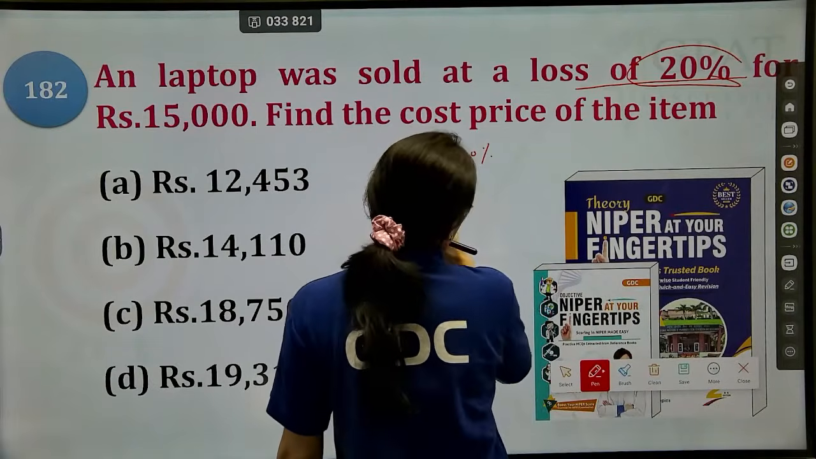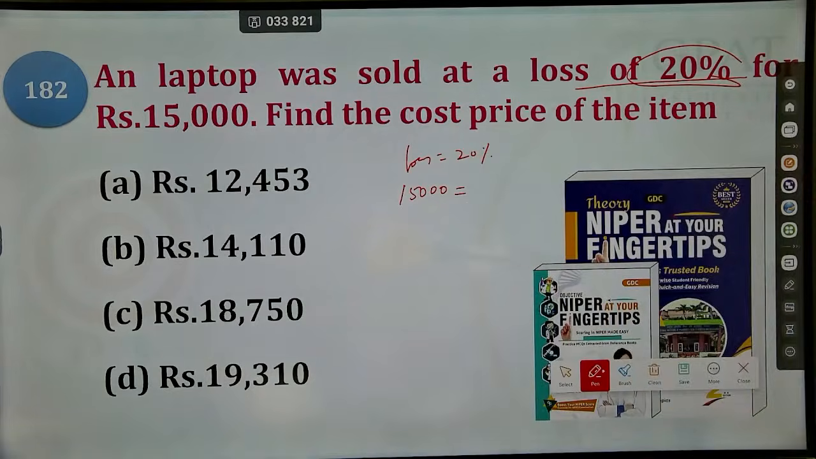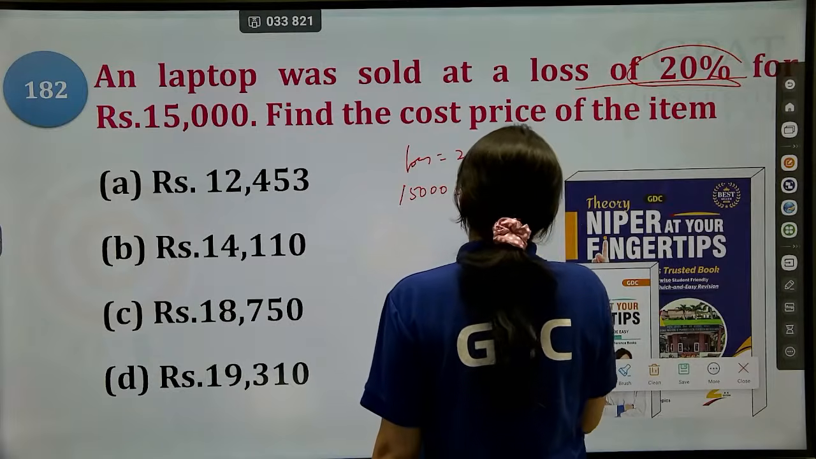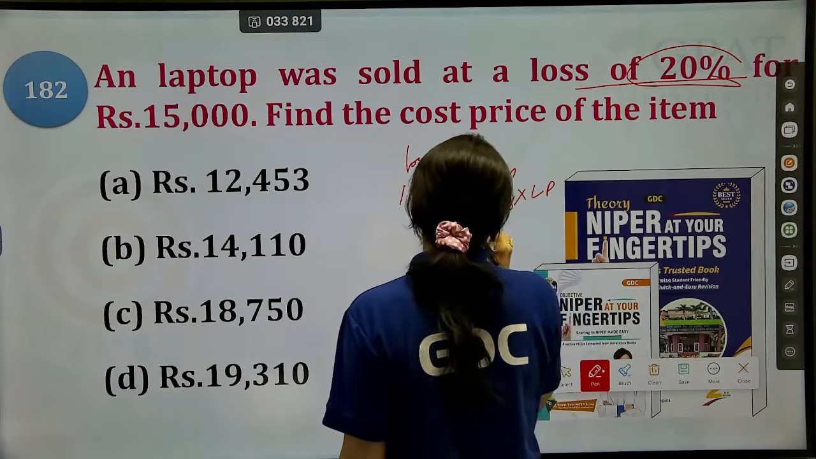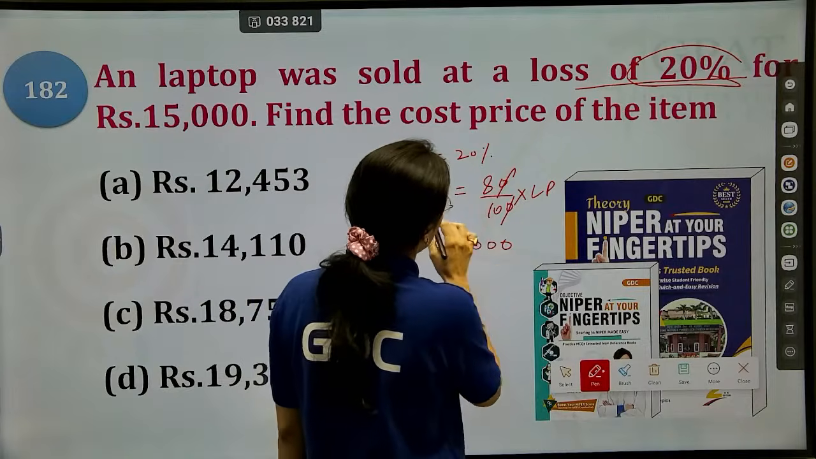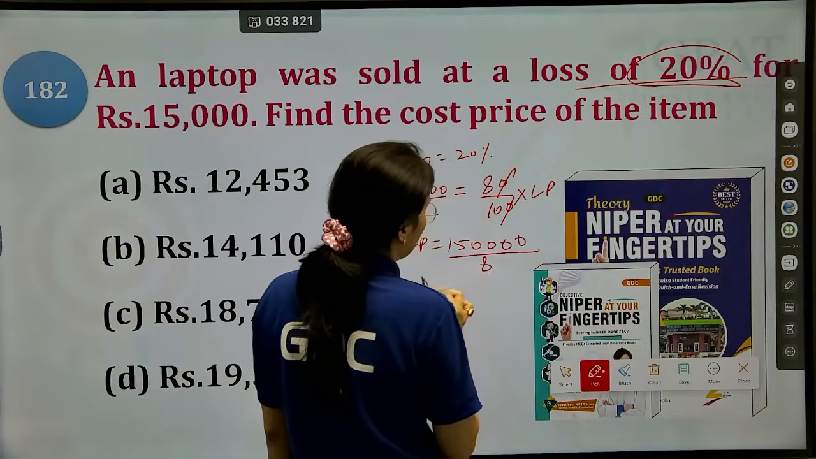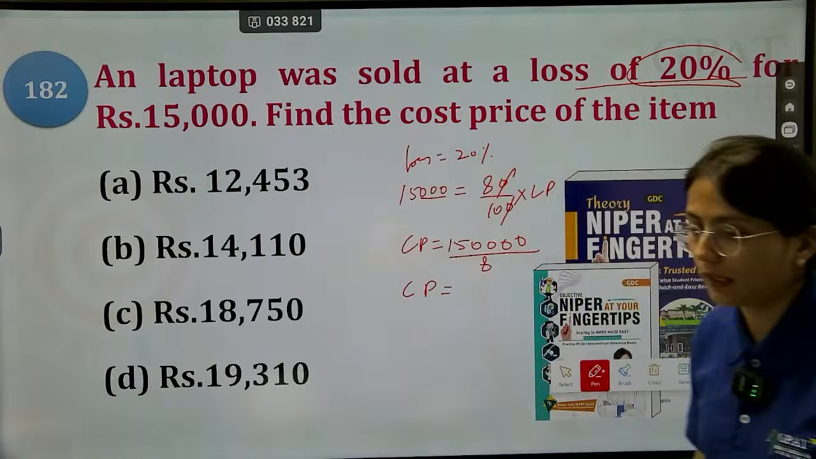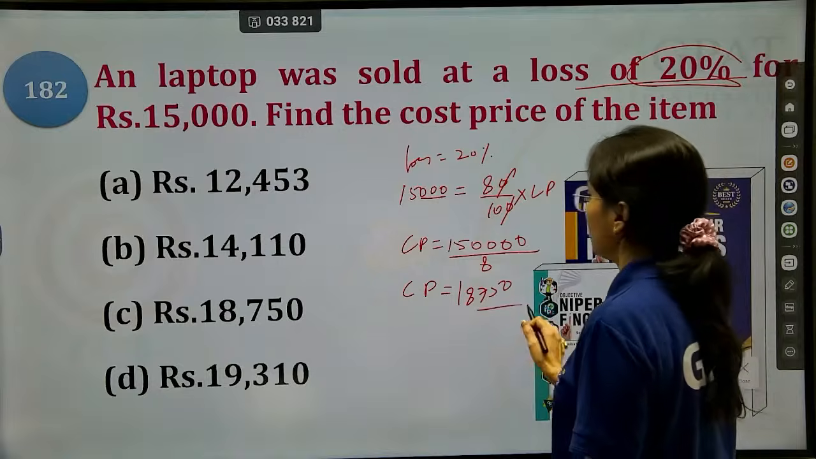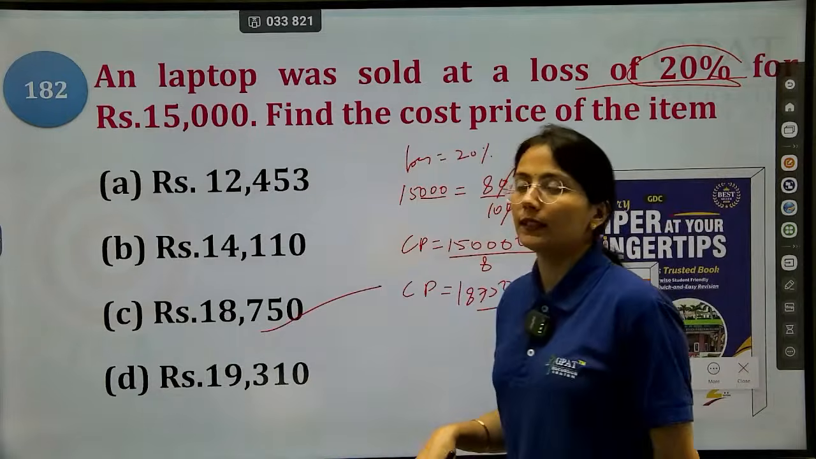15,000 is equal to 80% of 100 multiplied by CP. So 0 cancels by 0. So CP is equal to 15,000 upon 8. So CP is how much? That is 18,750 rupees. That is option number C, which is correct.